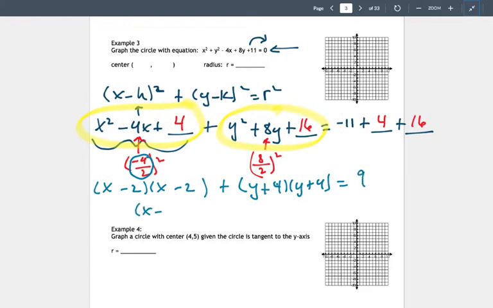So this ends up being x minus 2 squared plus y plus 4 squared equals 9. So my center is at 2, negative 4. And my radius will be, remember this was radius squared, so my radius will be the square root of that, which is 3. And then you can graph it. Your center, let me graph that real quick. Okay, so I've graphed that where my center is at 2, negative 4, and my radius is 3. All right, let's do another example.